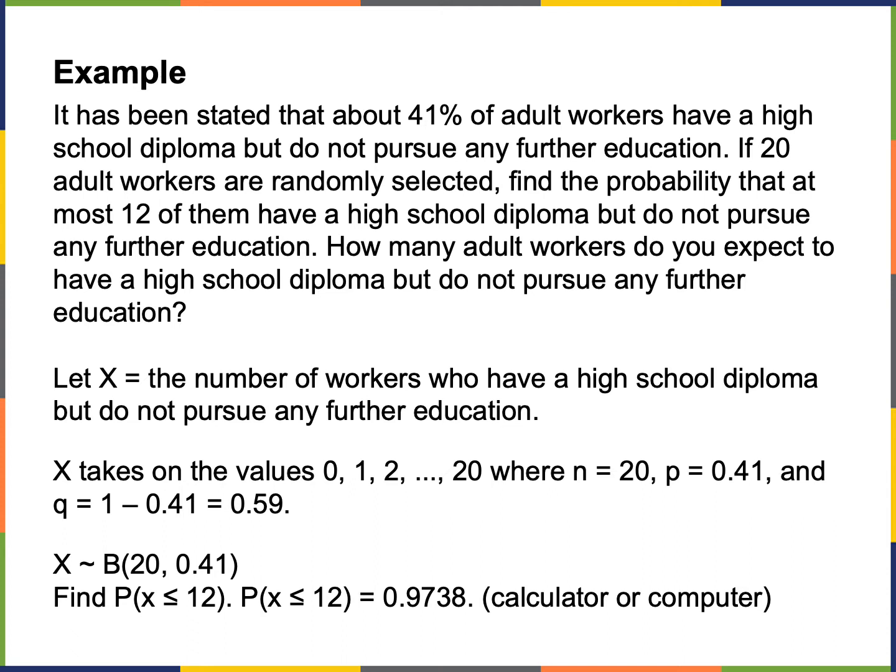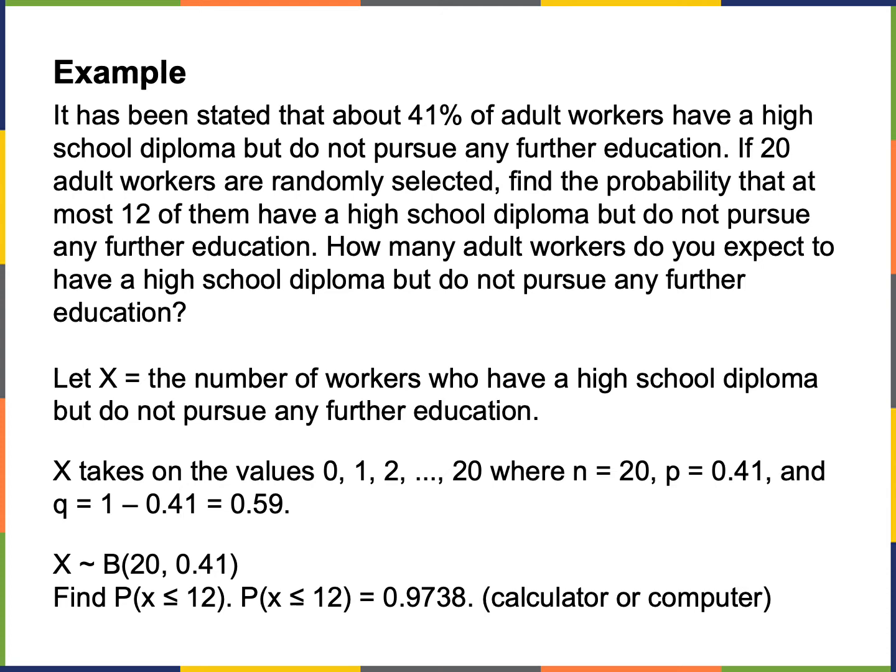N is 20, the number of trials. The probability of success is 41%. And then Q, the failure, is just the complement, which is 1 minus P, which is 0.59. So X is a random variable with a binomial distribution for 20 trials and probability of success 41%. We want to find the probability of at most 12 of them. If it's at most, that means X has to be less than or equal to 12, okay?